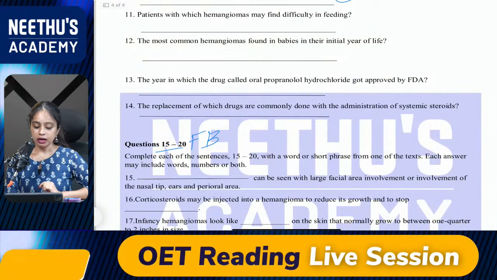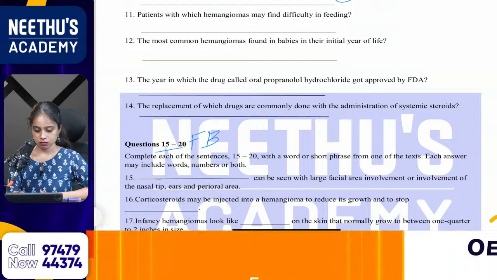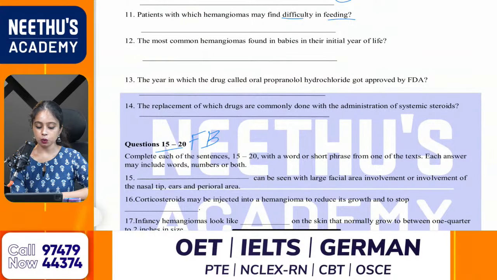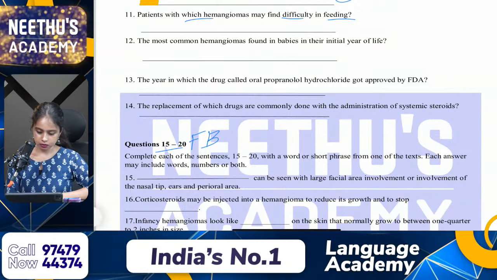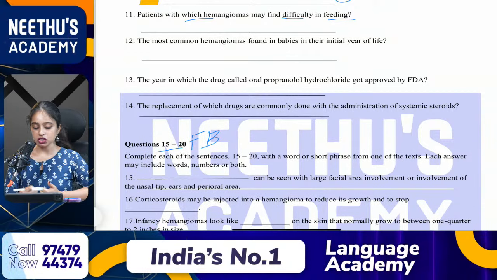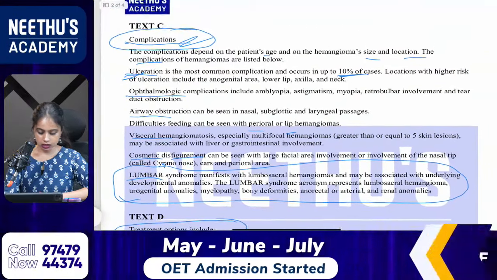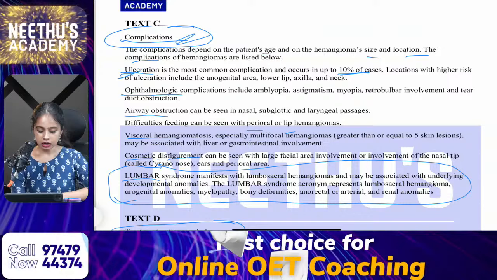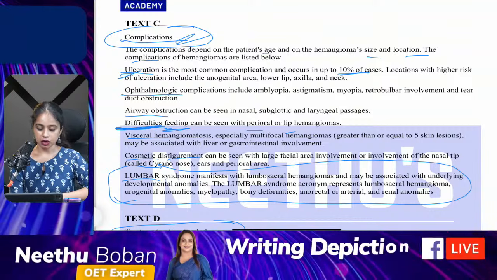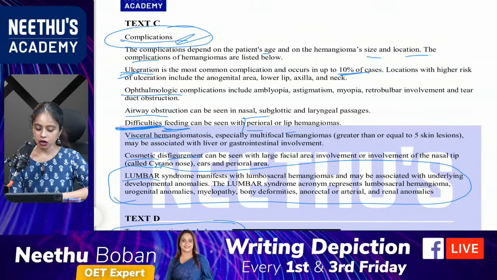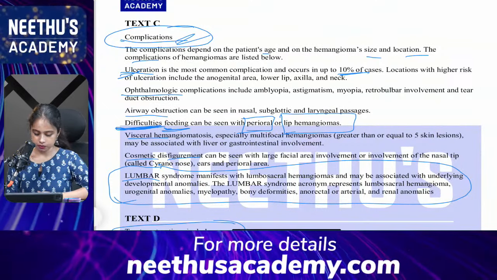Then 11th one. Patients with which hemangiomas may find difficulty in feeding? Difficulty and feeding are my keywords. It is mentioned here in text C. See this particular line: difficulties, that is one of my keywords; feeding, another keyword, can be seen with perioral or lip hemangiomas. So the answer should be what? What is your answer?